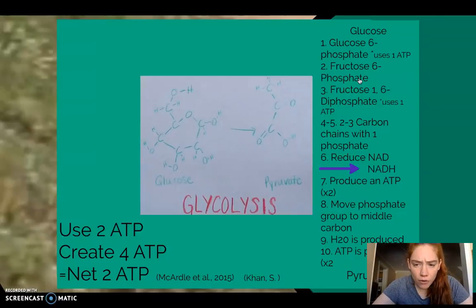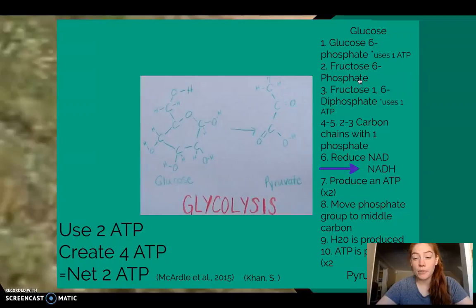The fourth and fifth enzymes divide up. Lysis means to split. So they divide up our 6 carbons into 2 3-carbon chains with 1 phosphate each. The sixth enzyme reduces NAD to NADH. NADH is going to be used later on in the electron transport chain, and that's where most of our ATPs are going to be produced. So it's really important that even though we're not producing a ton of ATP in glycolysis, we are setting ourselves up for later production.